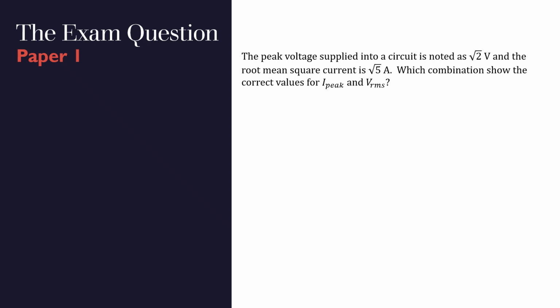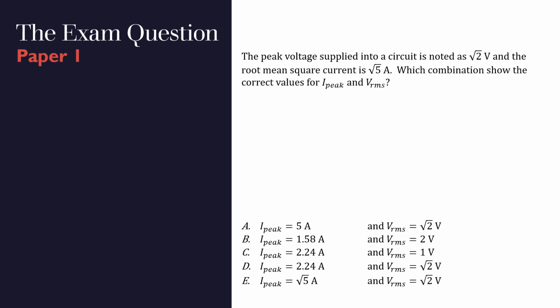The peak voltage supplied into a circuit is noted as √2 volts, and the root mean square current is √5 amps. Which combination shows the correct values for the peak current and the root mean square voltage? And then we are given some values that we have to choose from.